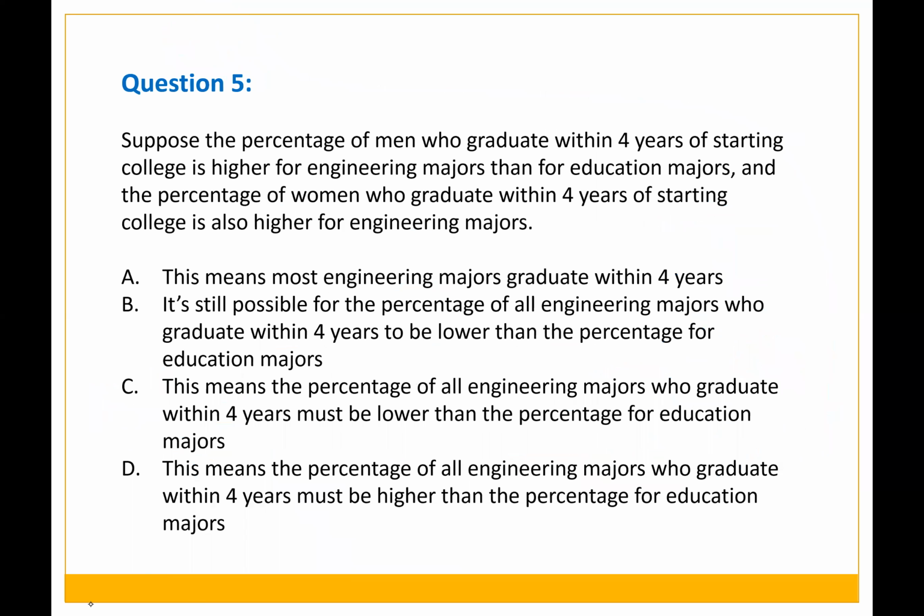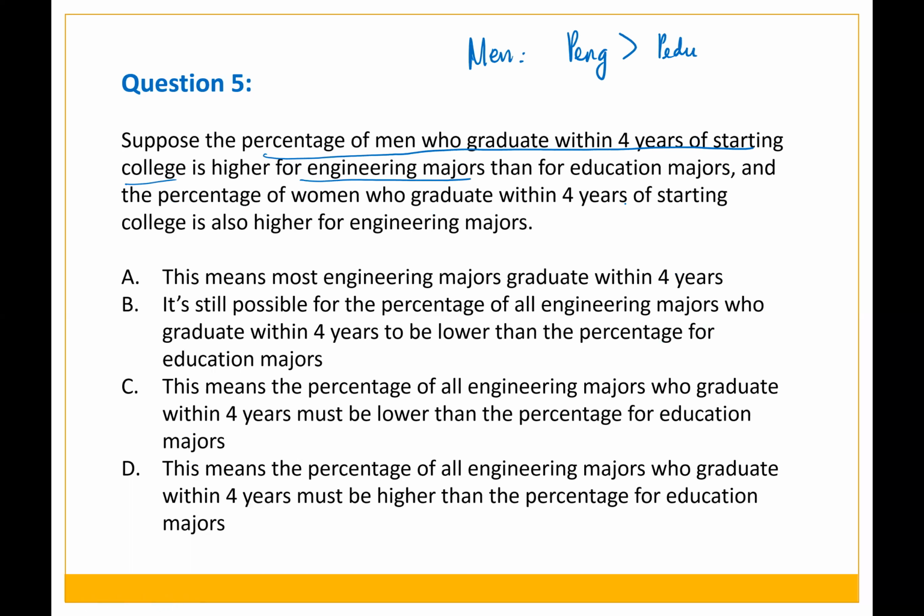Now, let's go to, I think it's the last question of today. Suppose the percentage of men who graduate within 4 years of studying college is higher for engineering majors than for education majors, and the percentage of women who graduate within 4 years. So, first of all, men who graduate within 4 years is higher for engineering. So for men, you have P engineer is higher than P education for graduating in 4 years. And then it's the same thing.